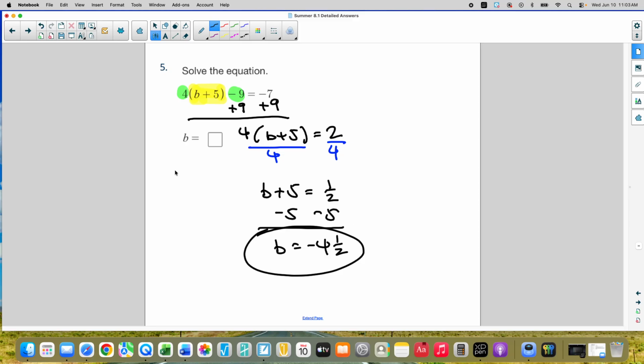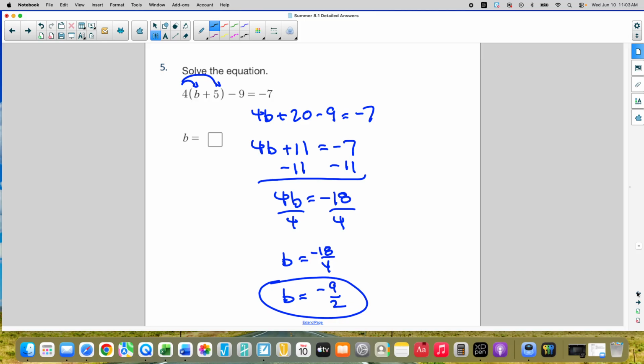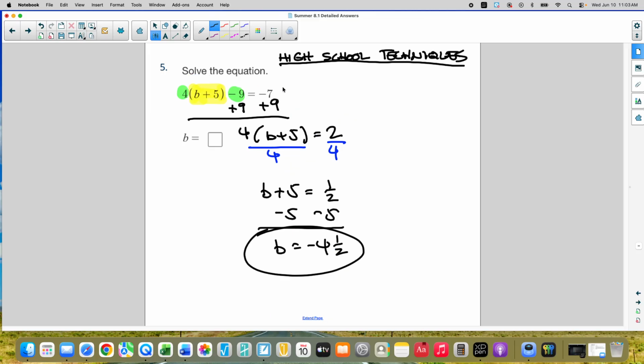This is the way high school students, this is the high school technique. Most high school students would do this, okay? Most middle school students would do this. This is inefficient. Distributing to make it bigger just to make it smaller doesn't make sense. This is how Mr. Mack will do it in class. This is the most efficient technique.